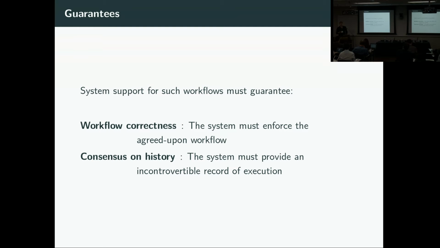We have a notation for modeling these, and we can use this to implement a system as an Ethereum smart contract. And when we do this, we have to recall that we want to solve the problem where the collaborators are adversaries. So when we implement such a system, we must guarantee workflow correctness. That is, that none of the participants can violate the agreed upon workflow, as well as the consensus on history. That is essentially non-repudiation. That none of the participants can later come and say that we didn't know that it was executed, or I didn't execute this activity, and I didn't know the state at the moment.